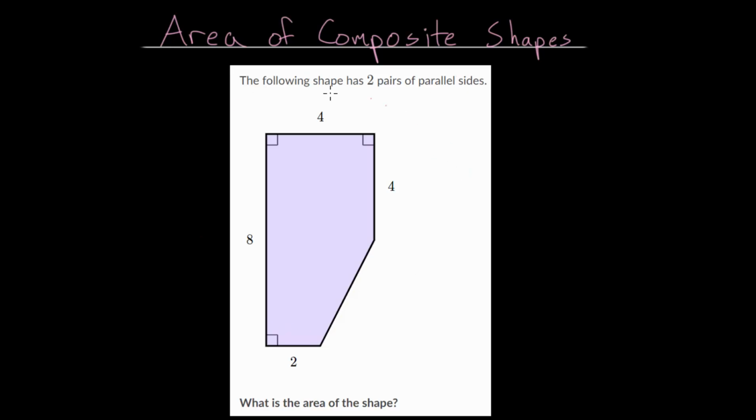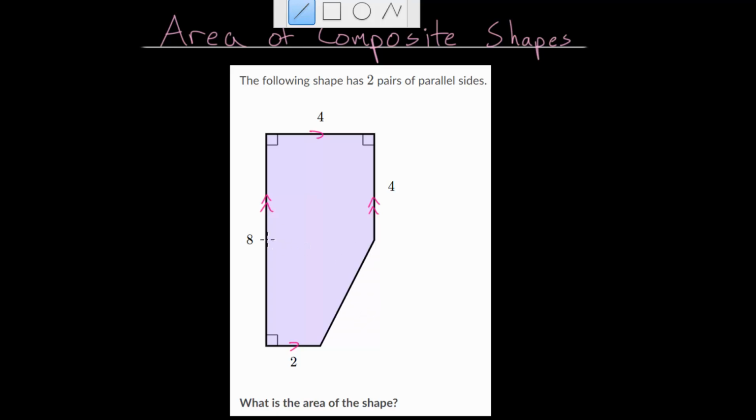So we have this shape right here that we need to find the area of, and we're told it has two pairs of parallel sides. So this side here and this side here, these are going to be parallel, and these will be parallel as well. And what you can notice is that this larger shape is composed of several smaller shapes.